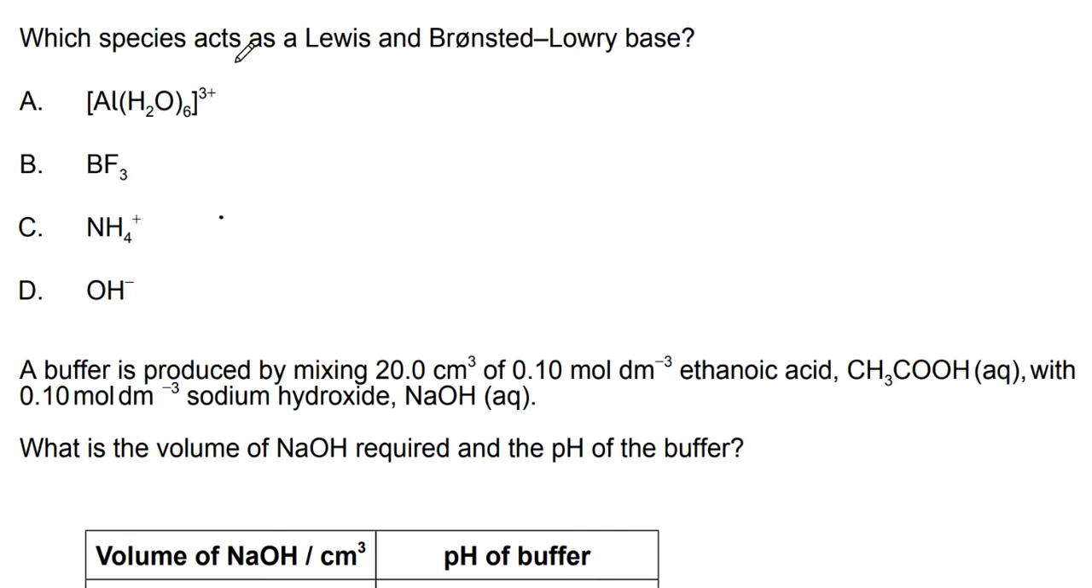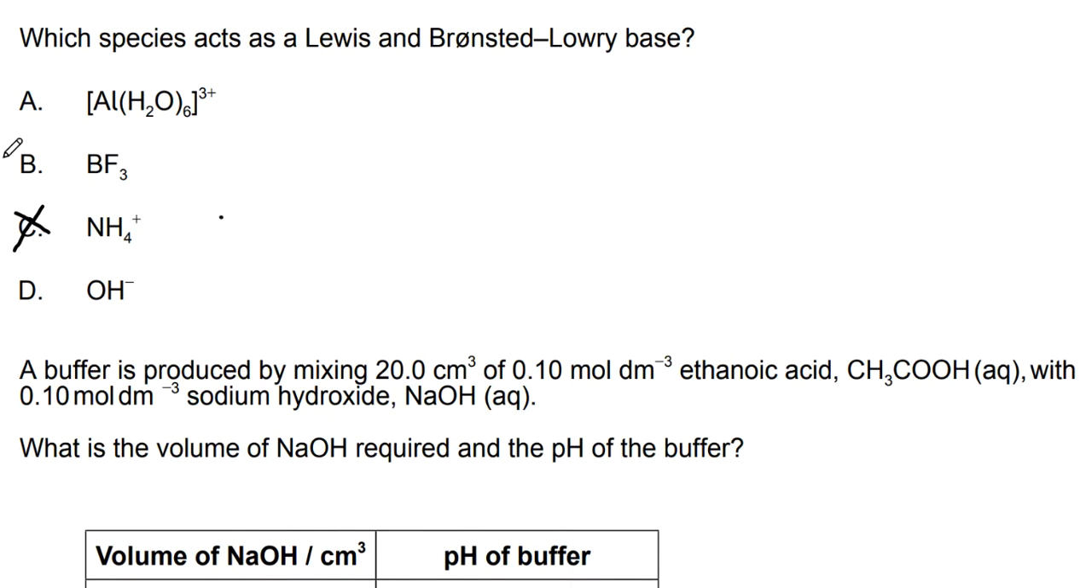Which species acts as a Lewis and Bronsted-Lowry base? A Lewis base can donate an electron pair, and a Bronsted-Lowry base accepts a proton. So we're going to think about something that can both accept a proton and have a lone pair of electrons to donate. If we look at NH4+, we know that this does not have any lone pairs of electrons, so we can eliminate this.